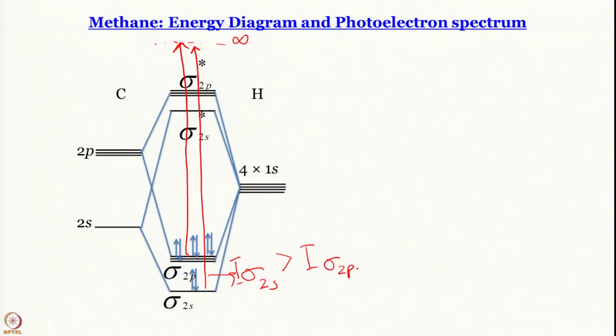Point number 1. Point number 2 is that the population of sigma 2p is thrice that of population of sigma 2s. So, in photoelectron spectrum, the band corresponding to sigma 2p, which means the lower energy, lower ionization energy band, that should be 3 times as intense as the band arising from sigma 2s, that is the higher ionization energy band.